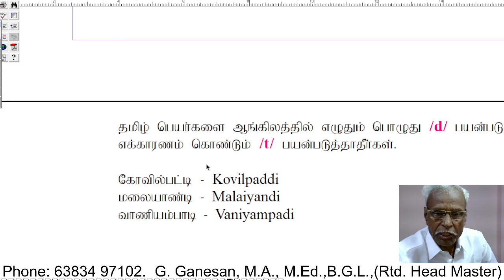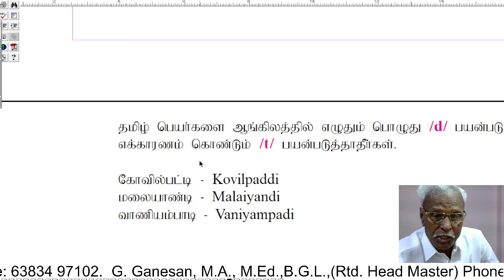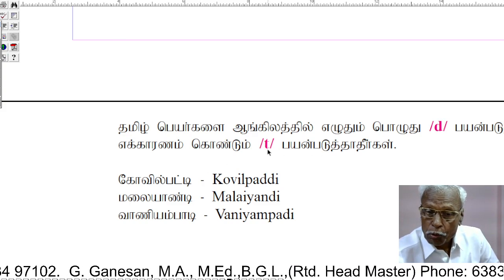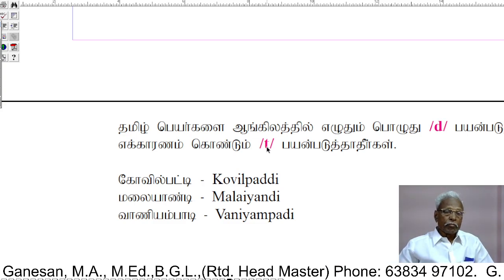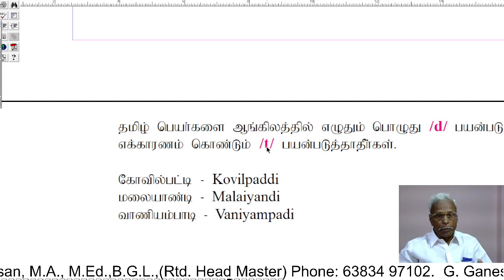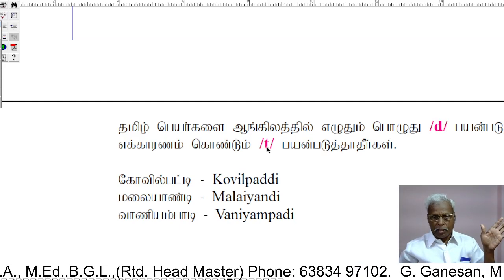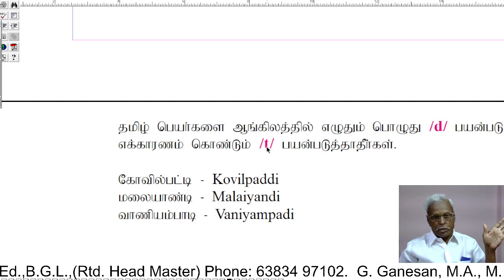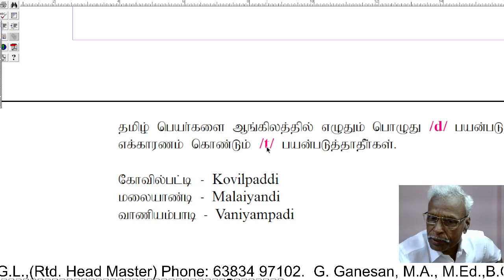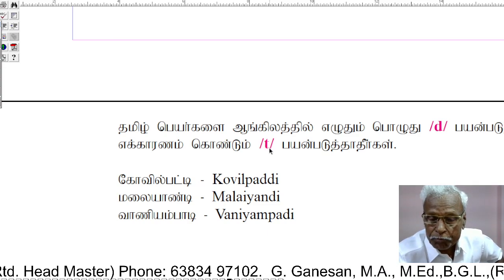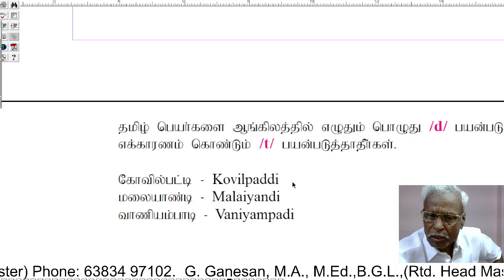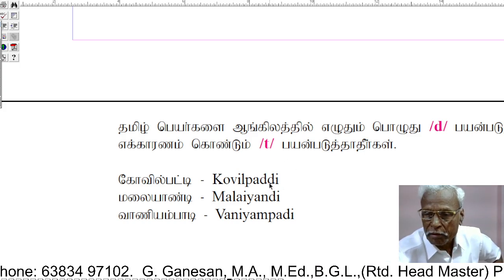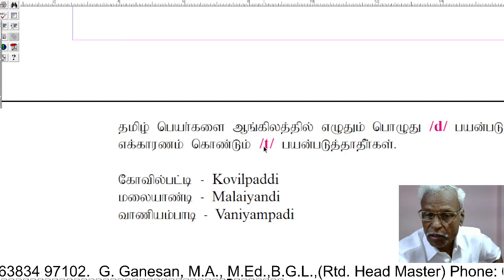Some say that when the English people ruled this place, they used to use T. In Kovilpatti, for the ending patti, in all the place names with patti they have used the letter T, but it is better now to use the letter D instead of T.